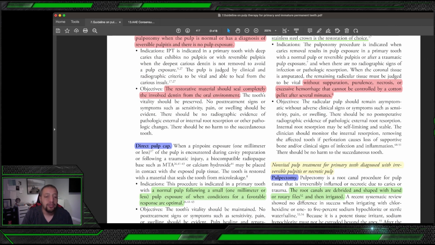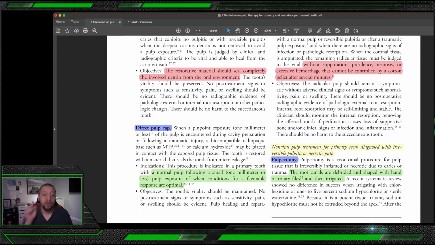And then direct pulp cap. Direct pulp cap is going to be done for a tooth which is, and this was surprising for me honestly, because he considered direct pulp capping to be a form of vital pulp therapy. Like you're going to put a material on the pulp and you think it's a vital pulp treatment. Why that? Because we're going to do this line of treatment if the tooth is within the category of reversible pulpitis. If it goes to different categories, we cannot do this. As he mentioned here, clearly a normal pulp following a small pulp exposure of 1 millimeter or less, where conditions for a favorable response are optimal.